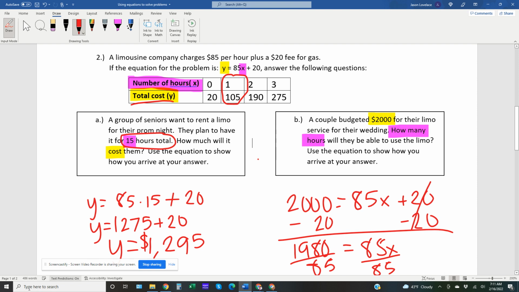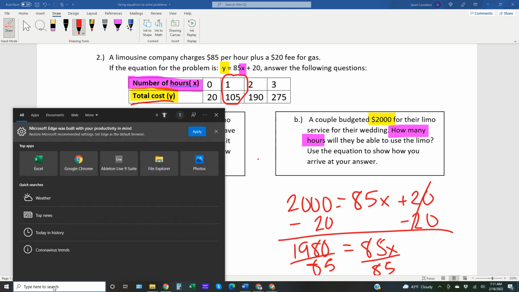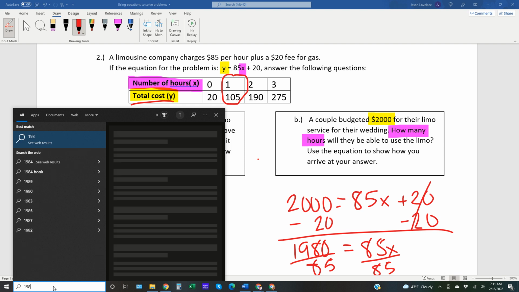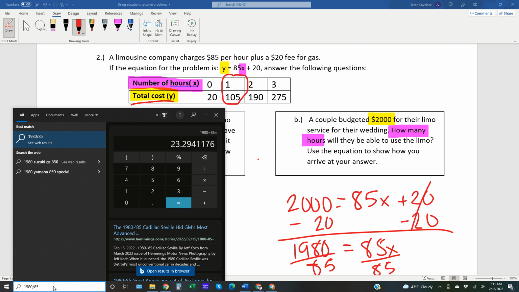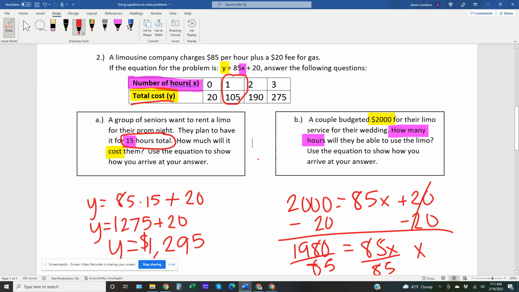So if I divide both sides by 85, 1980 divided by 85, I get 23.294 and so on. In this scenario, let's assume that we can't do partial hours. So we'll just say X is equal to 23. Okay, we're just rounding there.